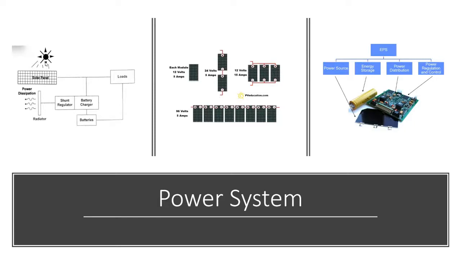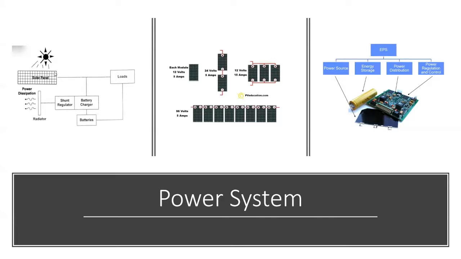Over here, this is how the power travels. When you have full sun, the power is distributed through the loads and the battery charger, which charges the battery, and then the excess power goes to the shunt regulator and out here to the radiator. The CubeSat won't have this part, obviously, since it's too small and it isn't really needed.